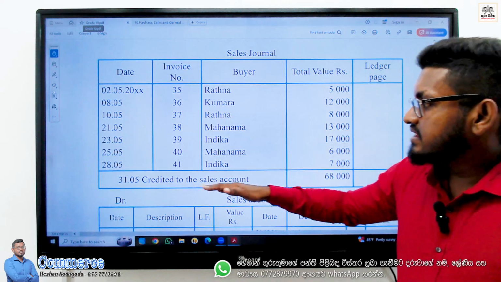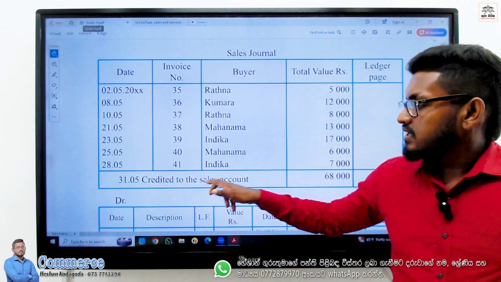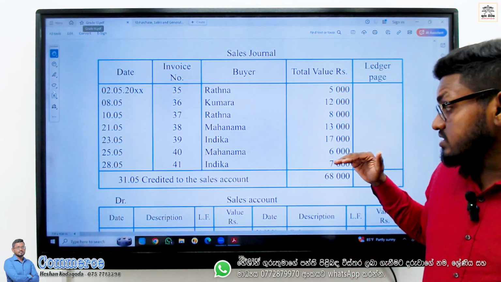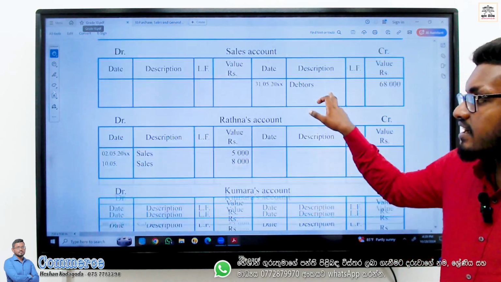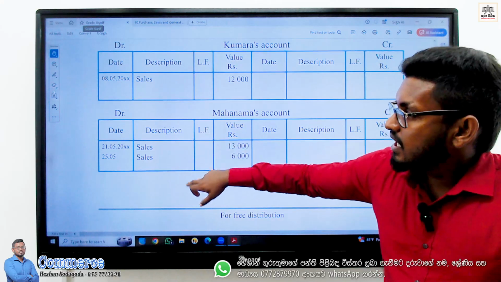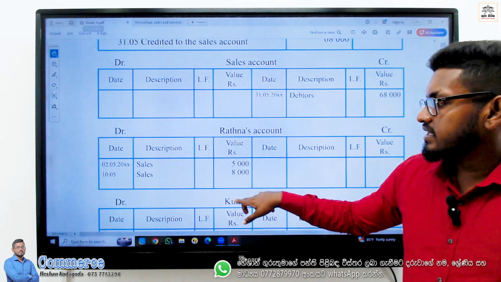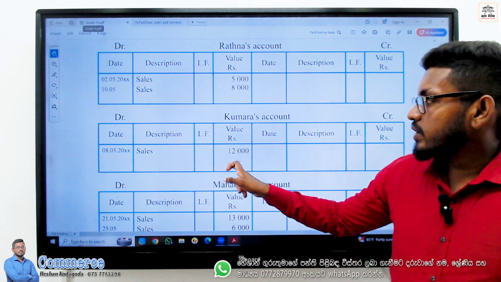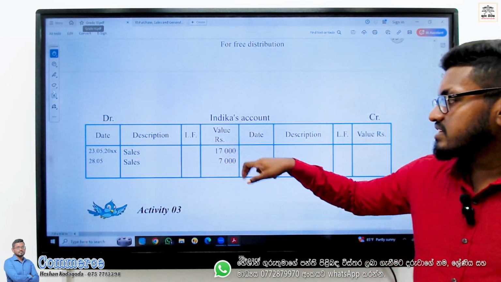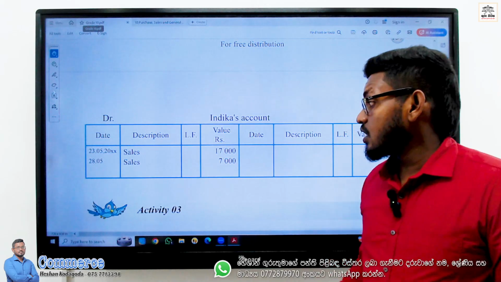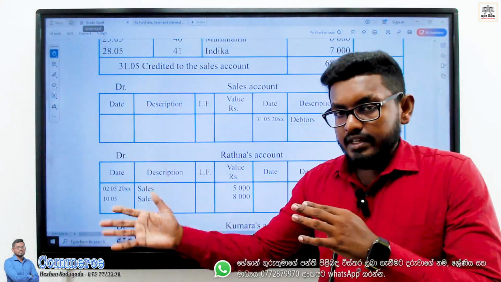I told you at the end of the month what we need to write: credited to the sales account. Understand? We write the total of the sales account as credited to sales account, dated the month end. Debtors are debited on the transaction date. Look, Ratna, you can see sales 5,000, 8,000. Kumar sales 12,000. Mahanama sales 13,000, 6,000. Indika sales 7,000 and 17,000. There are so many debit entries, but only one credit entry.